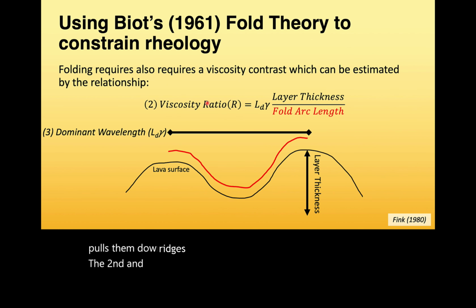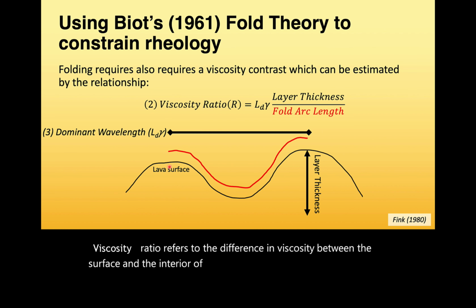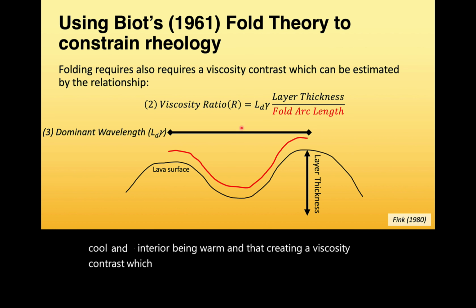The second and third variables are the viscosity ratio and the dominant wavelength. And the viscosity ratio refers to the difference in viscosity between the surface and the interior of the lava. You'd picture the surface being cool and the interior being warm, and that creating a viscosity contrast which promotes folding.